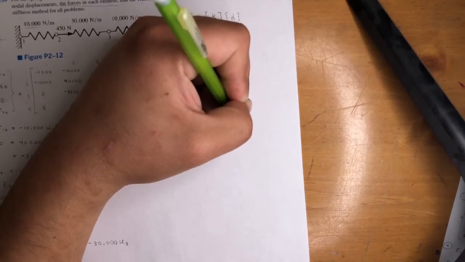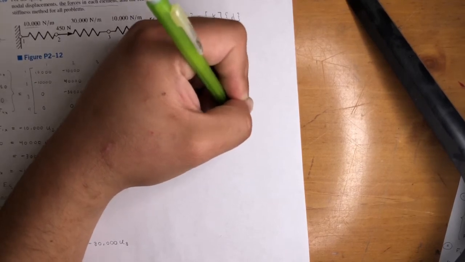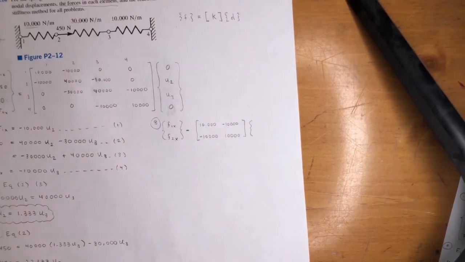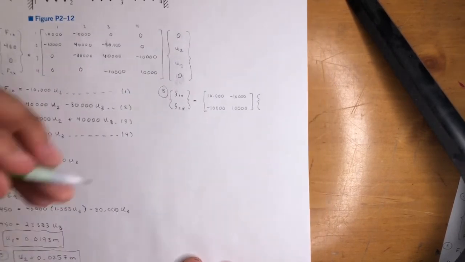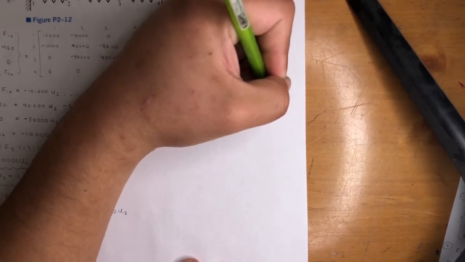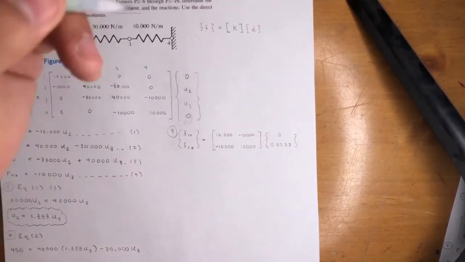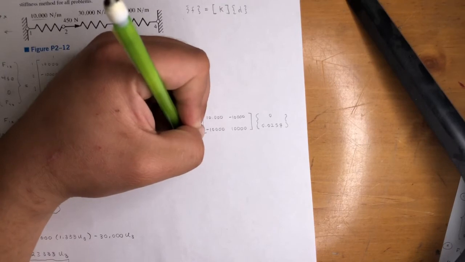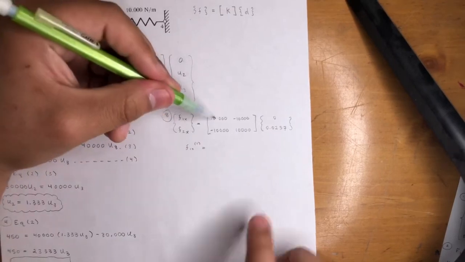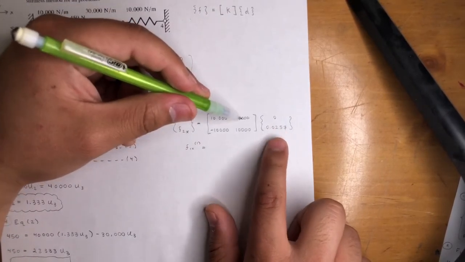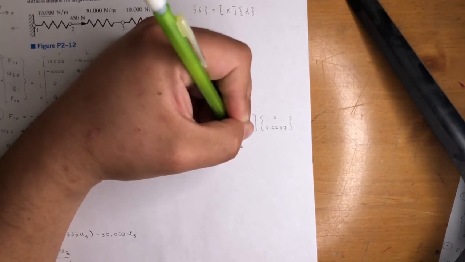Negative 10,000, negative 10,000, and 10,000. Displacement vector is U1, U2. U2 is right here, 0.0257. U1 is 0, fixed. So that means we could solve the local force elements for element 1. It's 10,000 times 0 minus 10,000 times this. That is negative 257 newtons going this way.